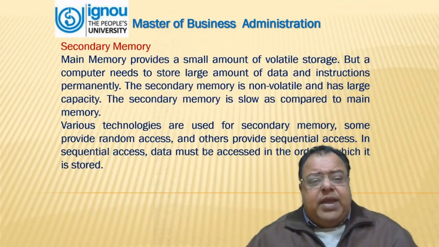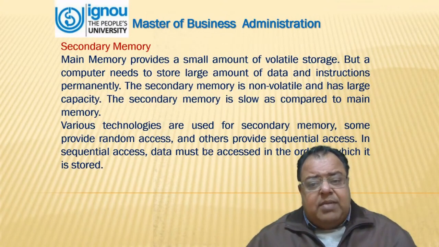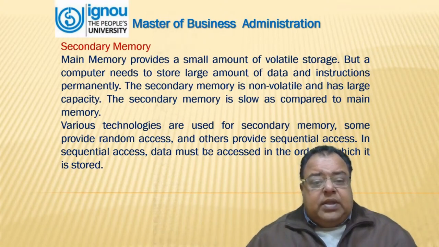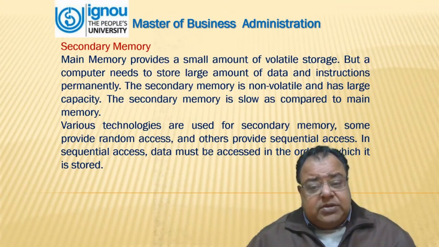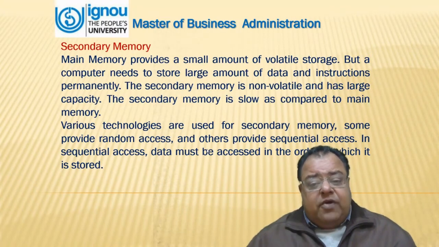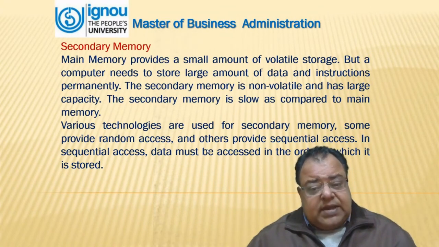Secondary memory. Main memory provides a small amount of volatile storage. But a computer needs to store a large amount of data and instructions permanently. A secondary memory is non-volatile and has large capacity. The secondary memory is slow as compared to main memory. Various technologies are used for secondary memory. Some provide random access and others provide sequential access.